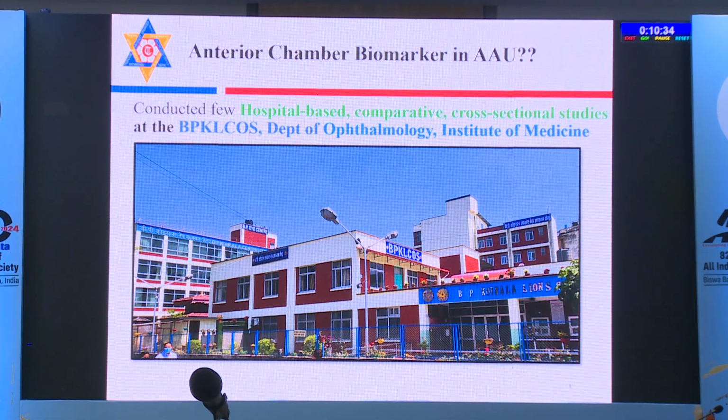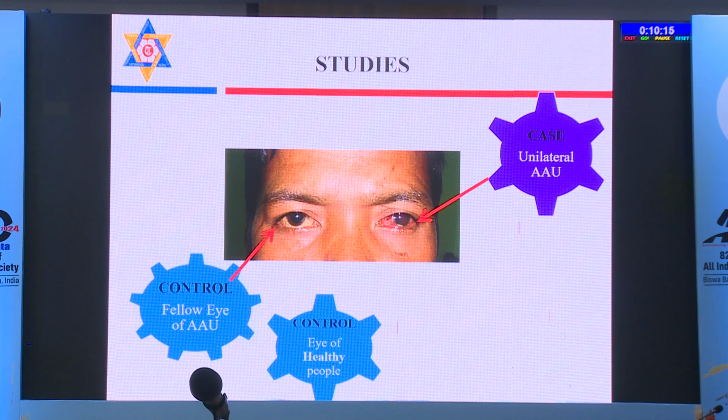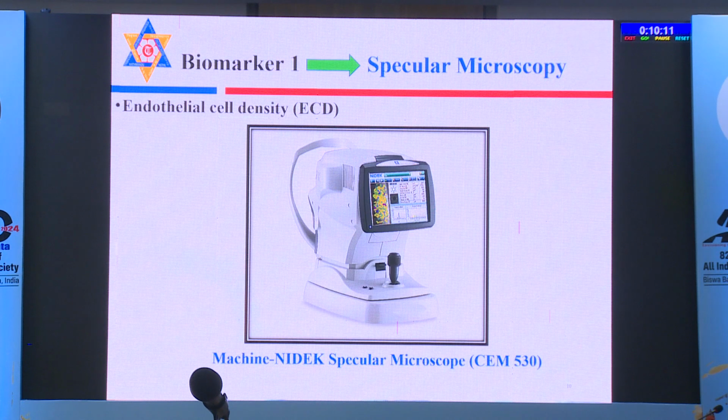So we did some hospital-based comparative cross-sectional studies at the eye department of BP Koirala Lions Center for Ophthalmic Studies, where we looked at the affected eye as the case eye and the unaffected fellow eye as the control eye in cases of unilateral anterior uveitis. But in case of bilateral uveitis, we took the control eye as the eye of healthy people. And then, which were the biomarkers that we looked for?